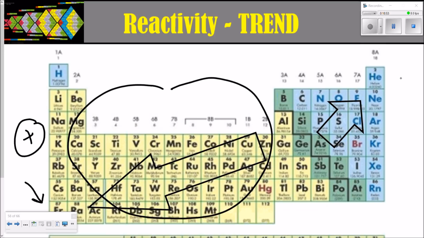If you're looking at this side, these nonmetals want to become anions. They have very high electronegativity. They pull the electrons closer to them. And they also have very high ionization energies because they don't want to lose electrons. They want to gain them.